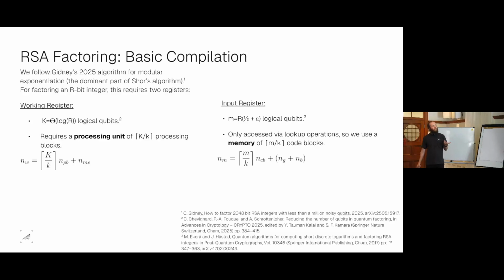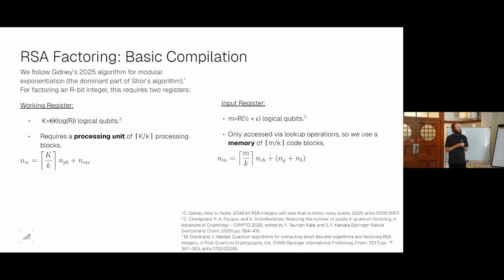Essentially, the input register can be implemented in memory because we're only going to need to use it for these lookup operations. If we break that down, the working register has a number of physical qubits that depends on the number of logical qubits in the working register, which is relatively small, and the number of physical qubits in the processing block, and then obviously the magic engine. In the memory, we're going to need a larger number of logical qubits, but we have some savings from the fact that they're only code blocks, not processing blocks, and then this N_G plus N_B is the extra bridge and gadget for the port.